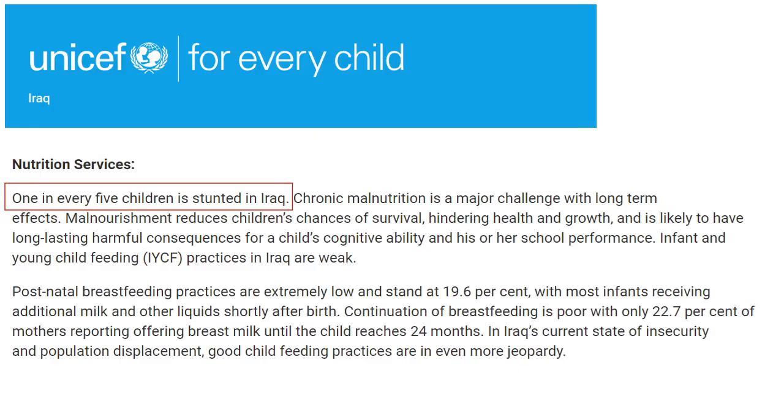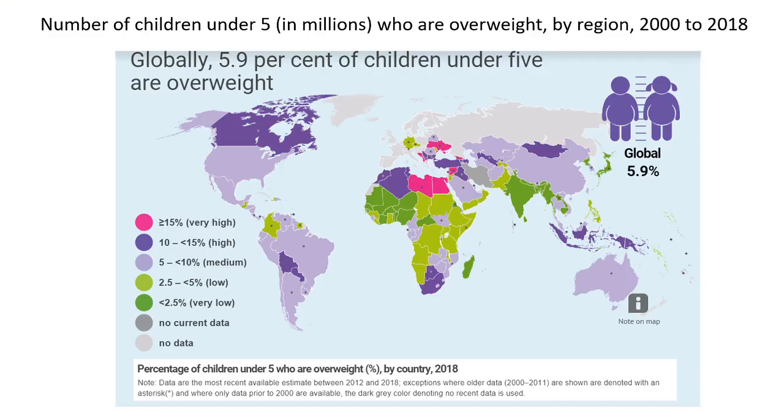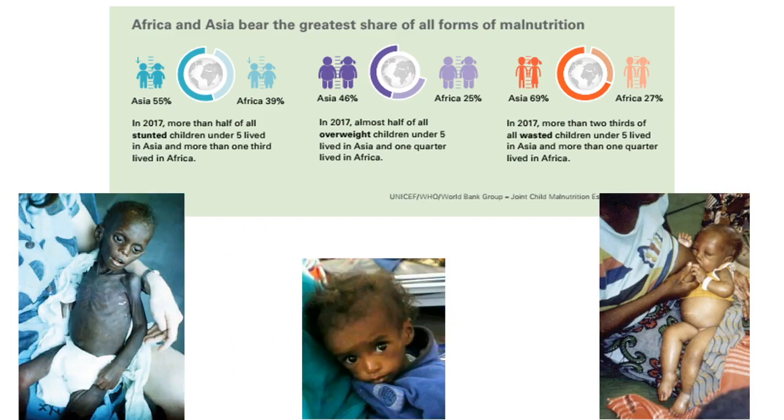In Iraq, 1 of every 5 children is stunted. Unfortunately, we have no latest statistical data, but I think you can see this situation in your country too. And globally, there is an increasing level of obesity, we spoke about it. So the most dangerous countries for pediatric malnutrition are still Africa and Asia.